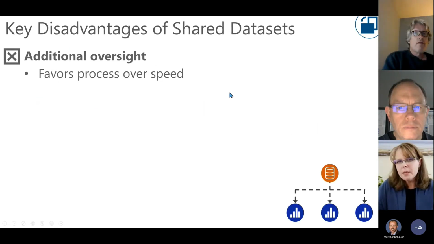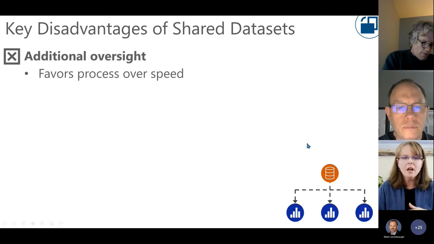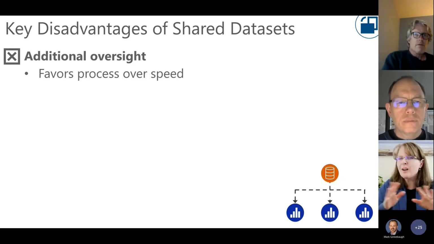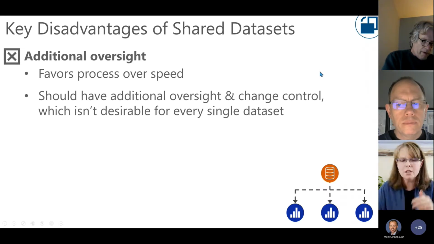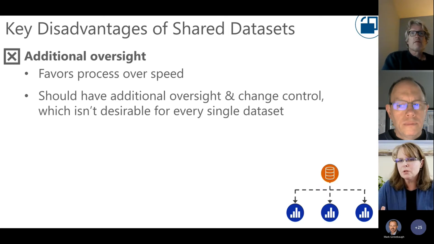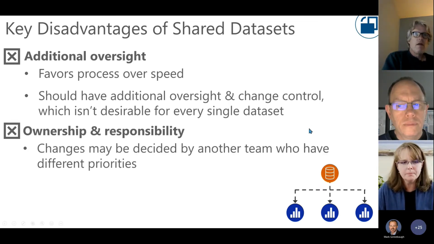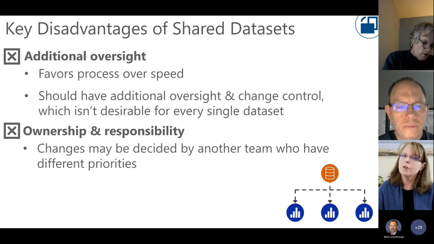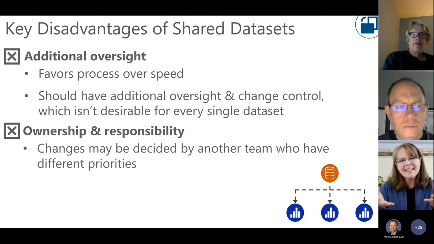Now, it would only be fair for me to say that there are some disadvantages. If we are saying that a centralized data set is what we want, that means we have to have a little bit more oversight. So generally speaking, if we're saying process over speed, it needs to have a little bit more rigor and a little bit more process. We'll talk about that when we get to the certification part of this discussion. So that just isn't desirable for every single data set, especially ones that aren't going to be long-lived or used by a huge number of people. And from an ownership and responsibility perspective, if you want to ask for changes to a data set, for instance, and another team owns and manages that data set, are you going to get what you want? Now, we're going to talk about composite models here in a minute. That's one way that possibly you can get around that, but it's still an issue.